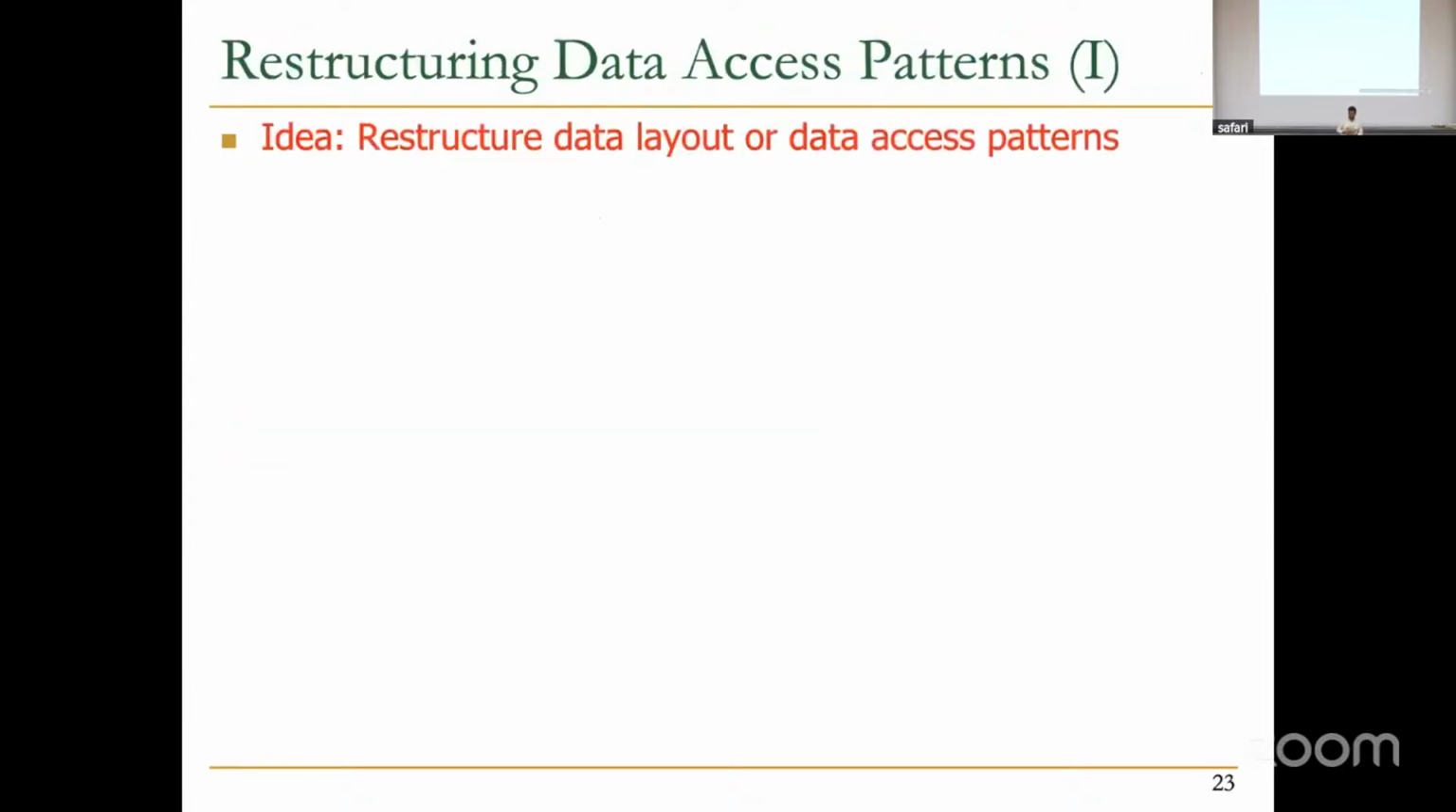I'm going to show examples of what exactly that does mean. Okay, so the first example is restructuring the data access pattern. In this case, you can actually write or restructure your data access pattern or the data layout in the program to make better use of the cache.